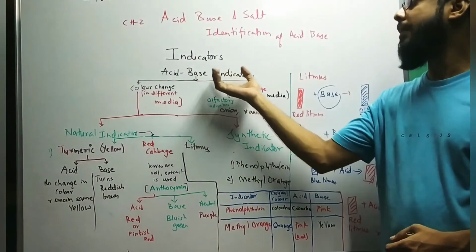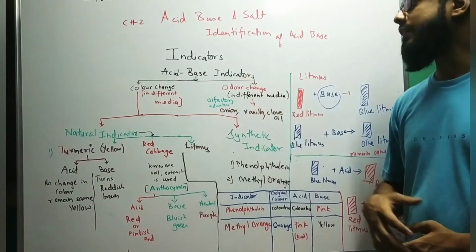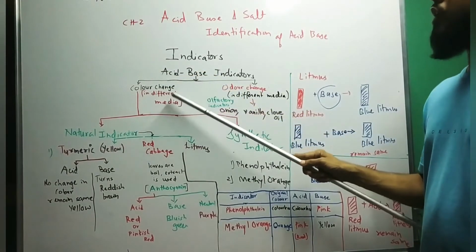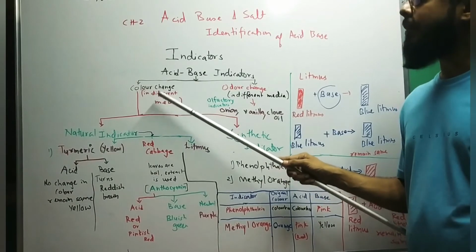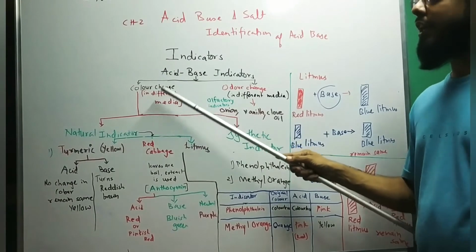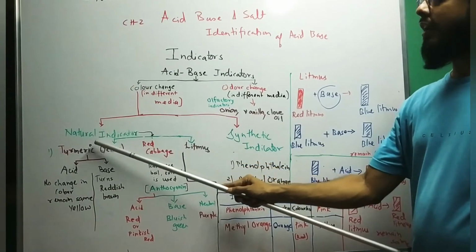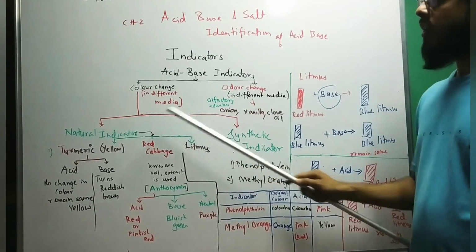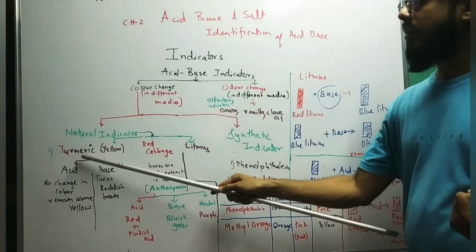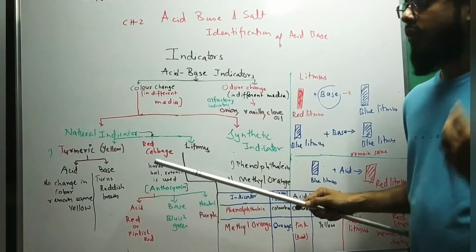So we can say acid-base indicators are categorized into color change type of indicator and odor change type of indicator. In color change type of indicator, in different media, it means in acidic medium they have a different color, in basic medium they have a different color. The color change type of indicators are further categorized into two types: natural indicator and synthetic indicator. In natural indicators we have so many things, but we're going to discuss a few like turmeric, red cabbage, litmus, and other flower petals also.